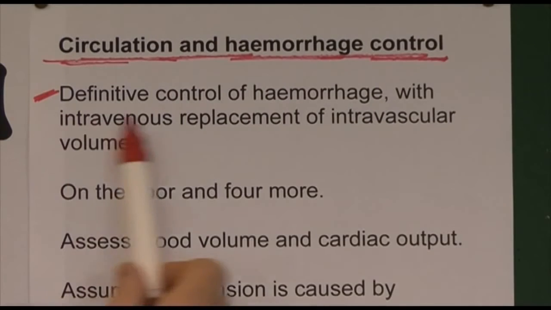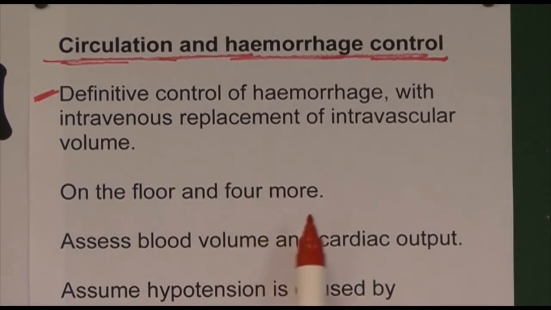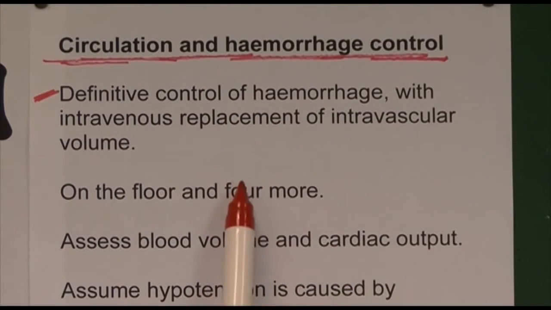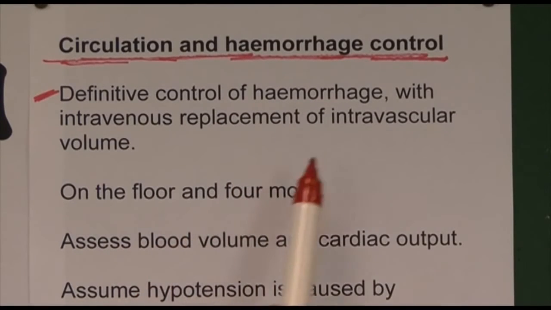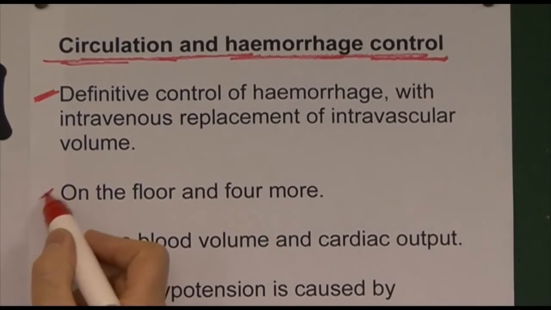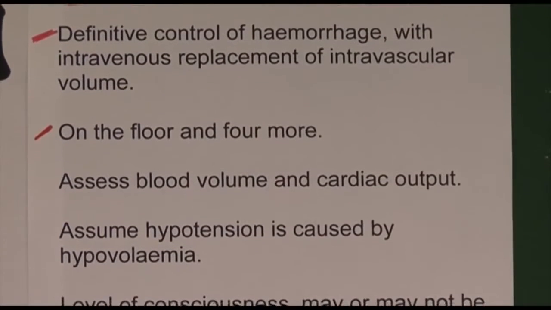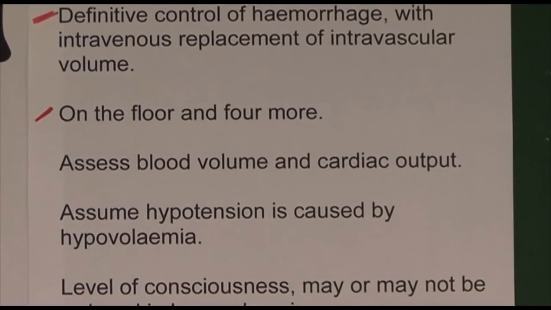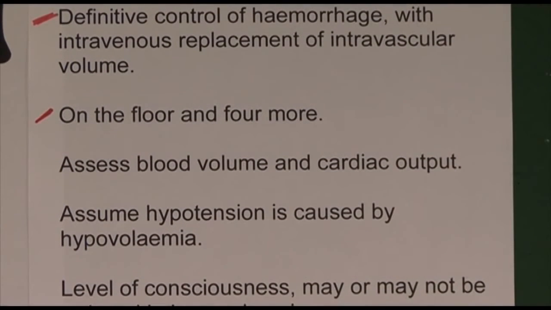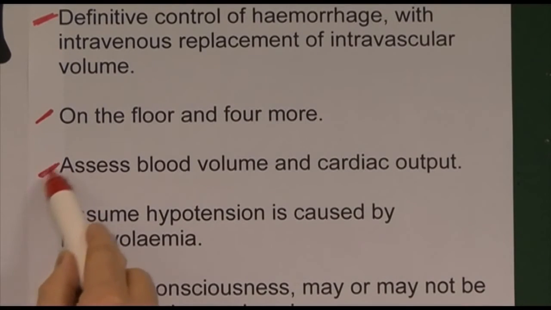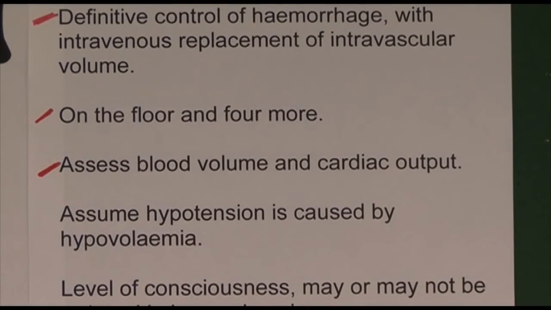So we fix the leak, and then we need to put back some fluids, so we give intravenous replacement of intravascular volume. We need to restore the intravascular volume. Bear in mind that bleeding can be onto the floor and four more places, so there's a bit of looking to do sometimes to try and work out where the bleeding is coming from. And we want to assess blood volume and cardiac output. So how are we going to do that?